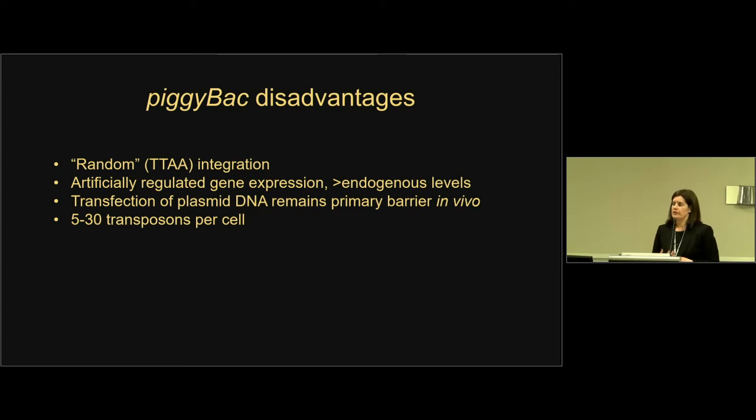So if you're looking for 1 copy per cell, I would recommend looking into phiC31 integrase. That is a phage integrase from Michele Calos' lab, and it integrates 1 copy per cell. You can titrate piggyBac down to 1 copy per cell. That's possible, but I think it's probably better if you're okay with a lot of transposons per cell.